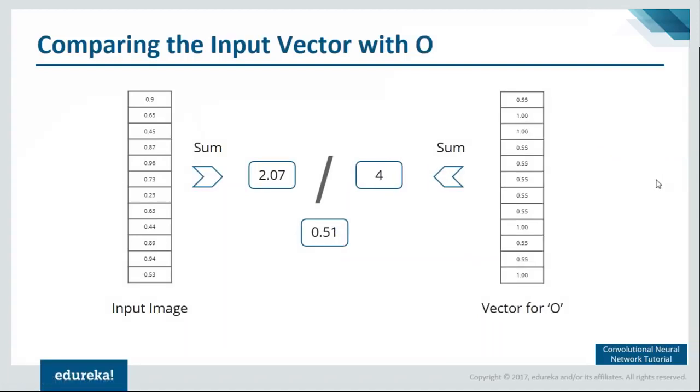Now when I do the same process for O, if you notice, I have the second, third, ninth and 12th element vector values as high. So when I sum these values, I get 4. And when I do the sum of the corresponding values in my input image, I've got 2.07. When I divide that by 4, I got 0.51.